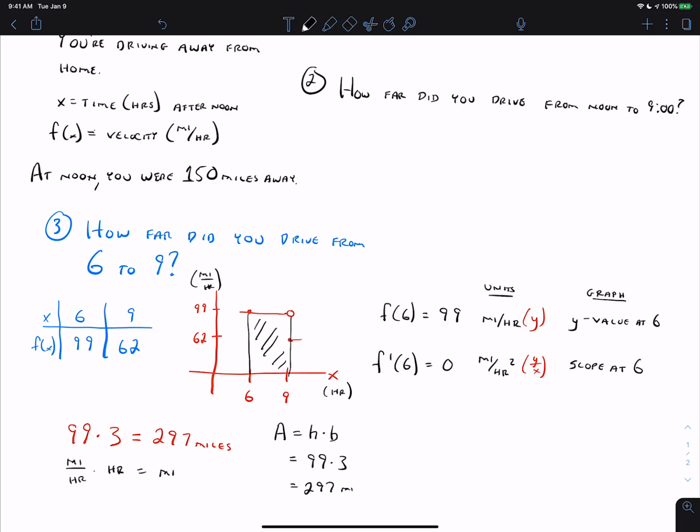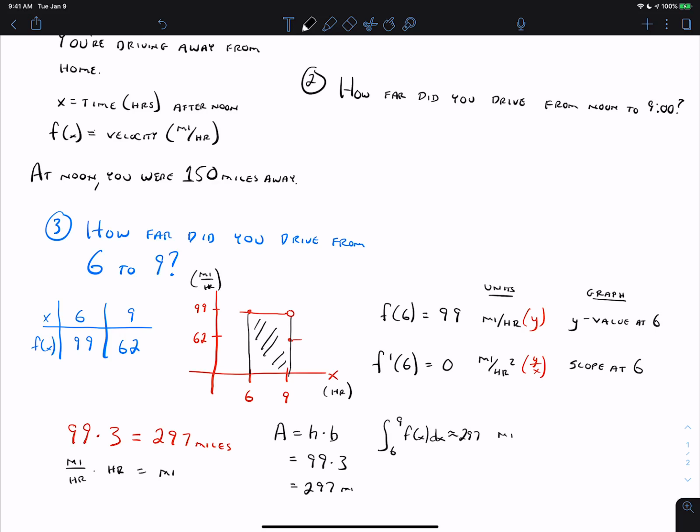Now, you may remember from Calc 1 what symbol we associate with area. The area under the graph, and it's a little more complicated than that, but the area under the graph from 6 to 9 would be the integral from 6 to 9 of f of x dx. And we're approximating that as 297. It would be exactly 297 if this graph on the left were correct. The units there are miles.